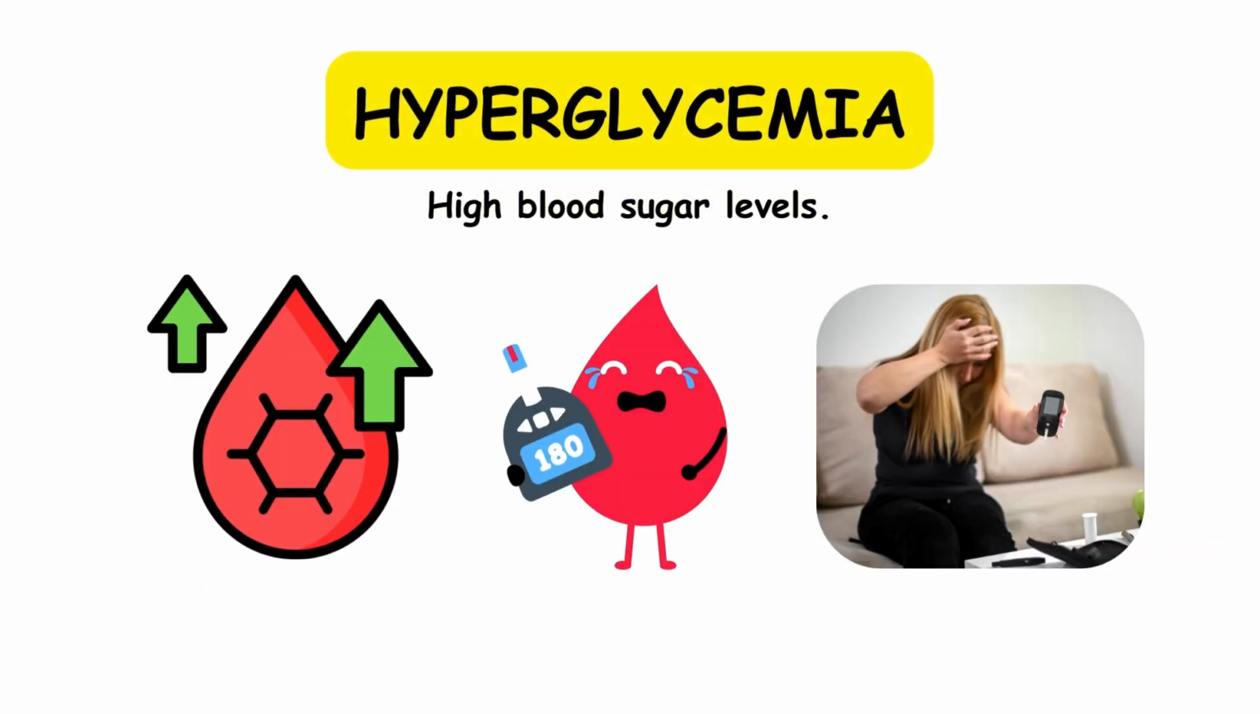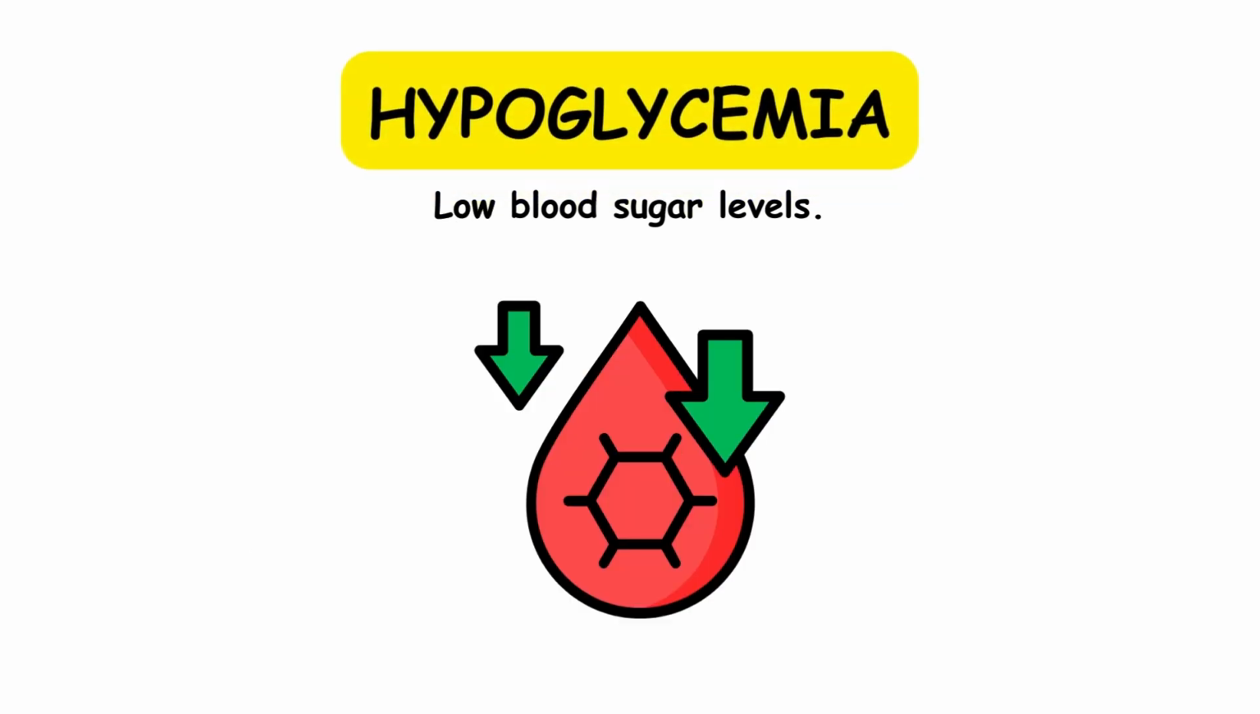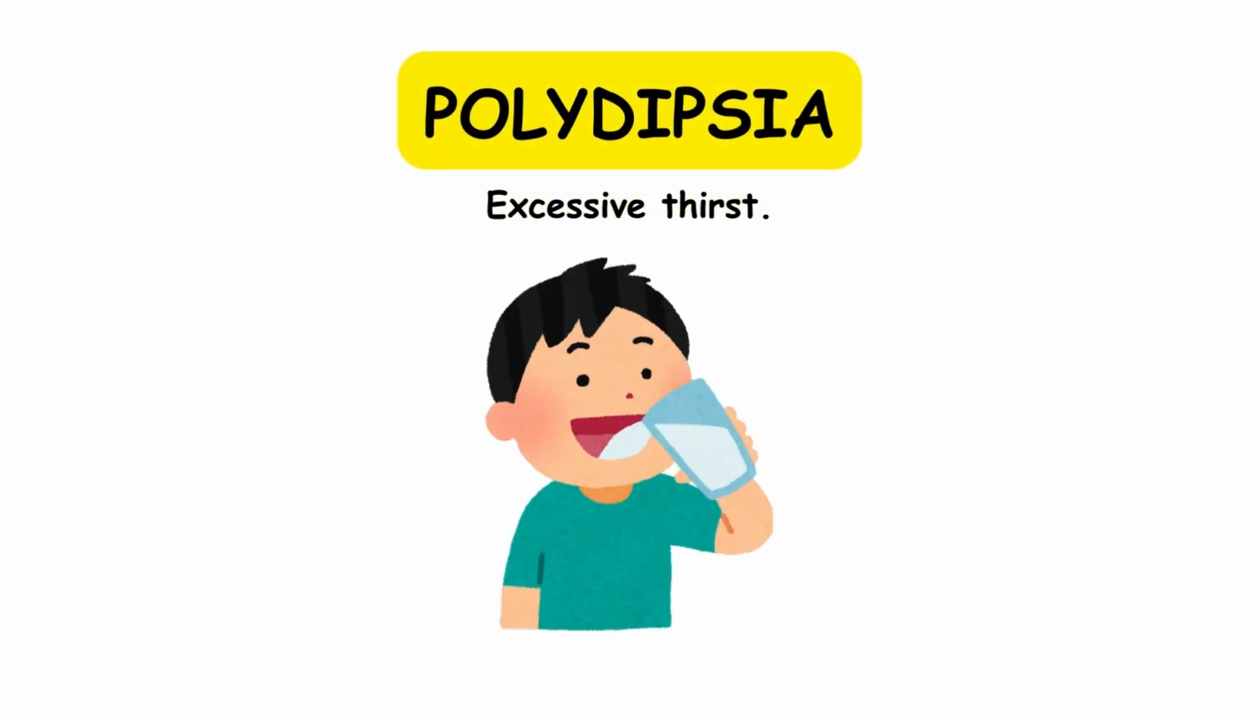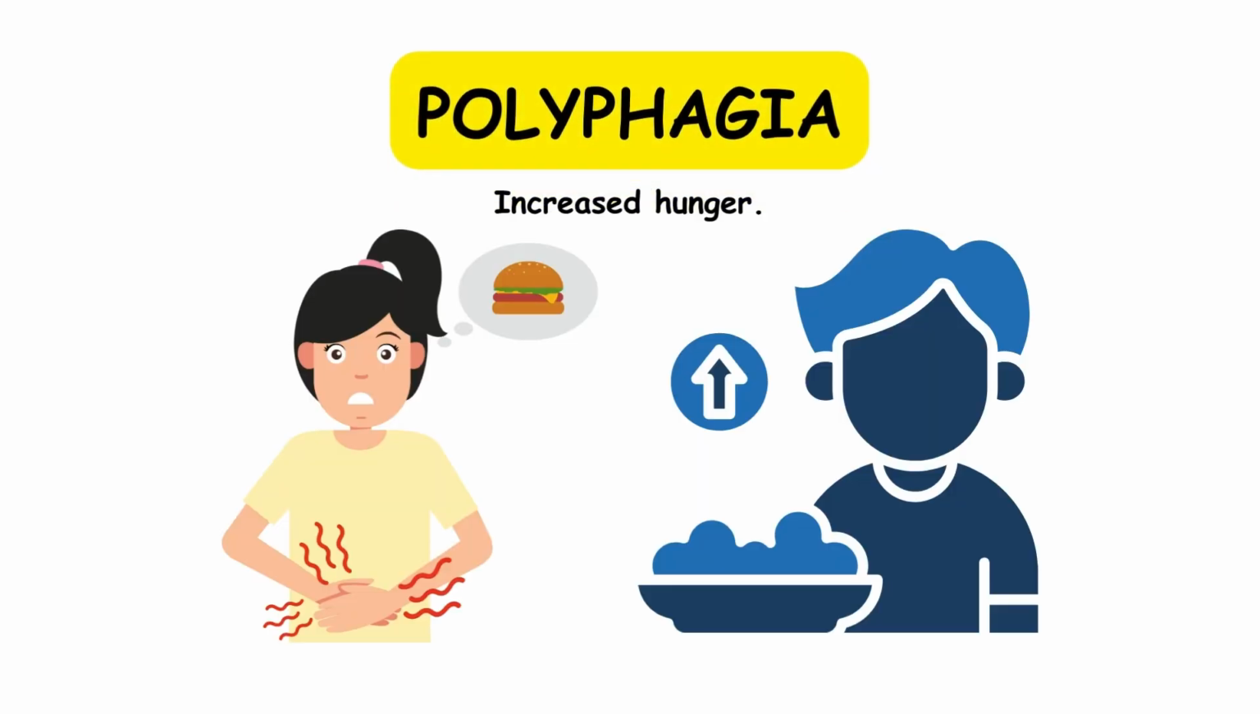Hyperglycemia. High blood sugar levels. Hypoglycemia. Low blood sugar levels. Polyuria. Frequent urination. Polydipsia. Excessive thirst. Polyphagia. Increased hunger.